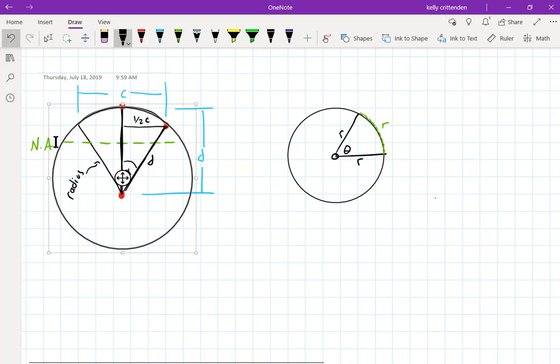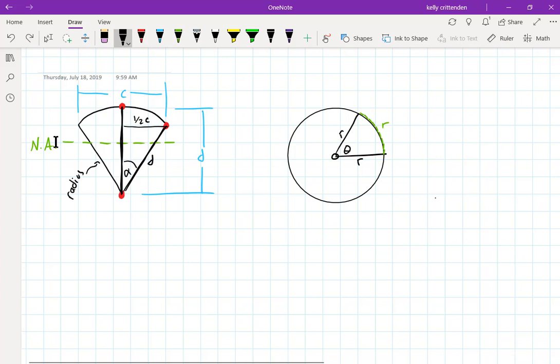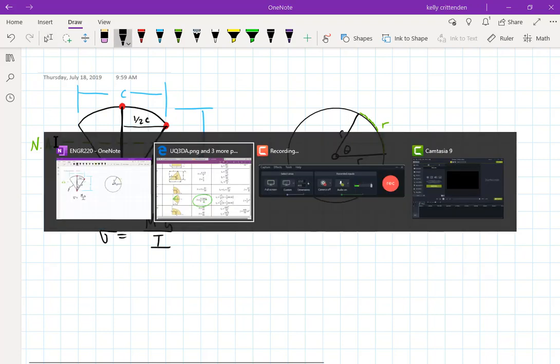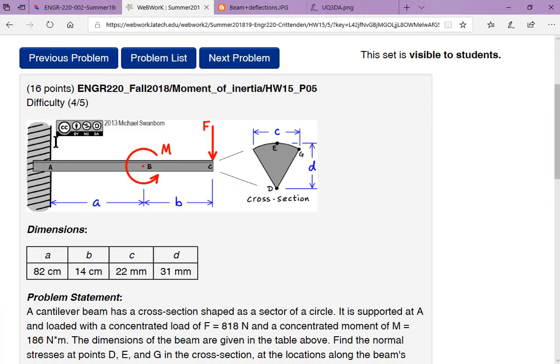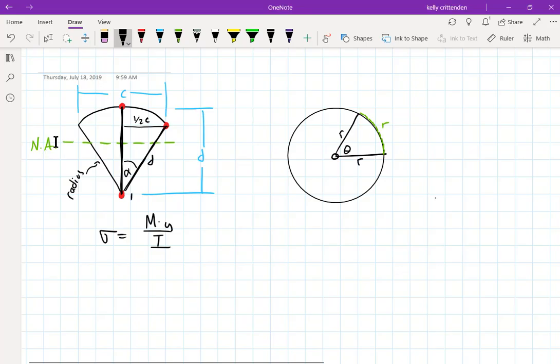Once you calculate alpha, then you can find your neutral axis location using the equation from this sheet that we just looked at. Once you know the neutral axis, then you can start plugging into sigma equals M times y over I, and it wants you to find the moment of inertia. I think it labeled these C, E, and G. Oh wait, it's over here. D, E, and G. So D, E, and G.